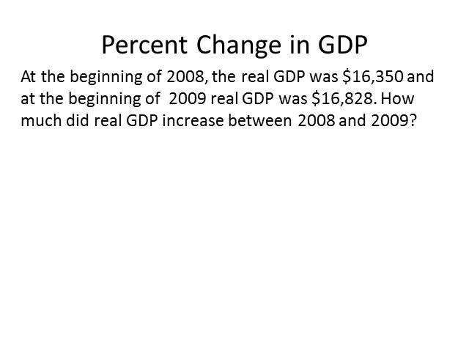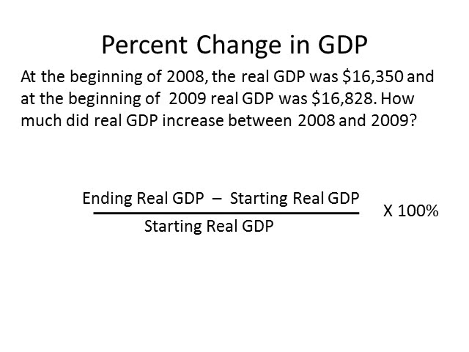Here's an example of a typical problem faced by economists. At the beginning of 2008, the real GDP was $16,350, and at the beginning of 2009, the real GDP was $16,828. How much did the real GDP increase between 2008 and 2009? The first step is to write down the formula: ending real GDP minus starting real GDP divided by the starting real GDP, times 100%.